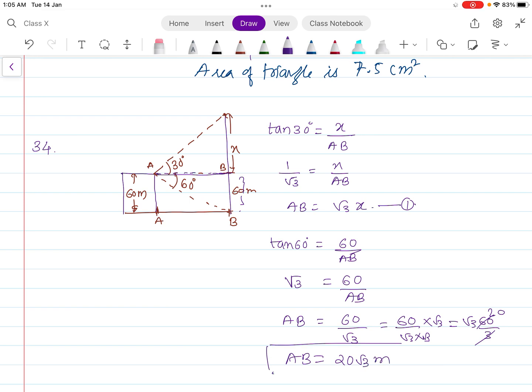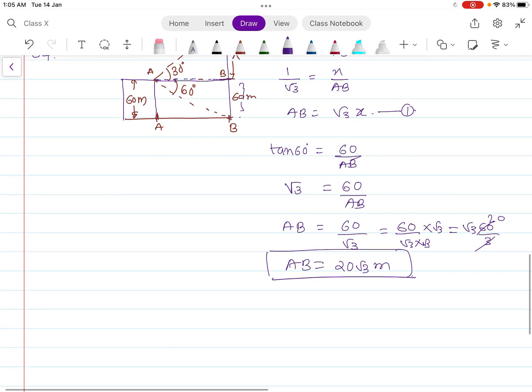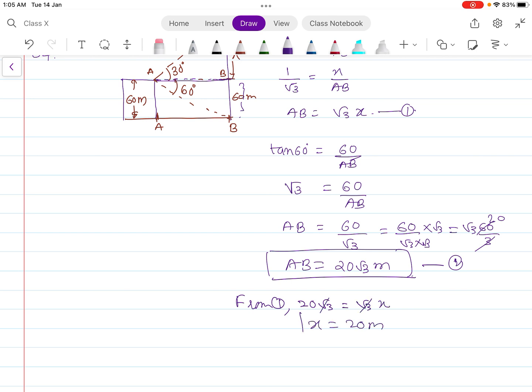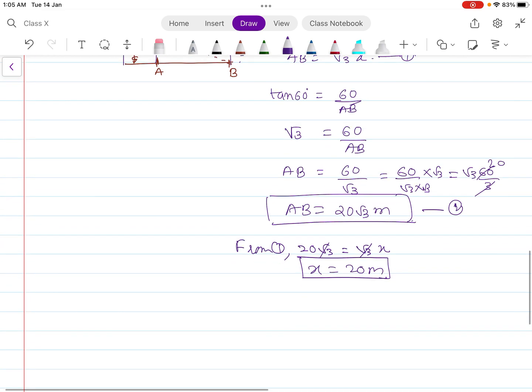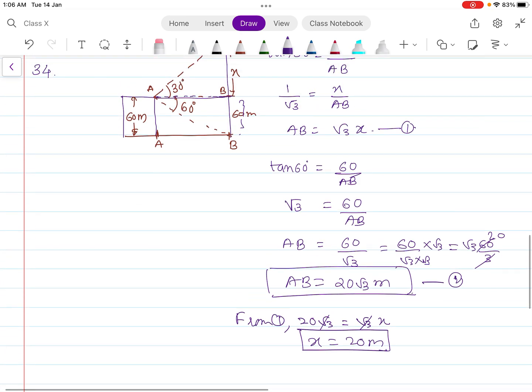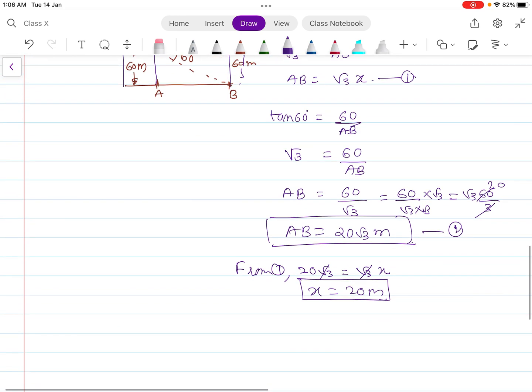So we got one value, but at the same time from equation 1, we have to find the required value of x also. Here AB is nothing but 20 root 3. So from equation 1, 20 root 3 equals root 3x. Root 3 gets cancelled, so x equals 20 meters. Here this x is nothing but that remaining portion. What we have to write in the answer is the difference between the heights of the tower and the building.